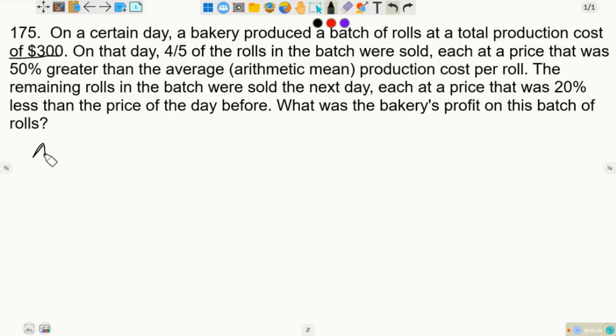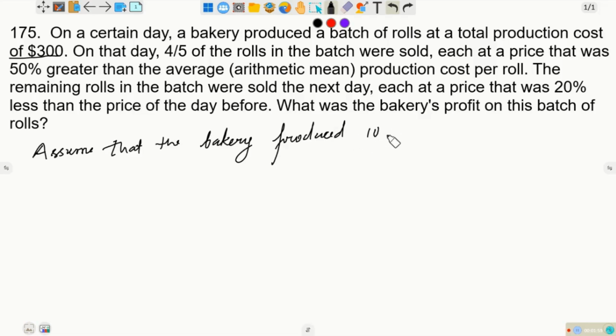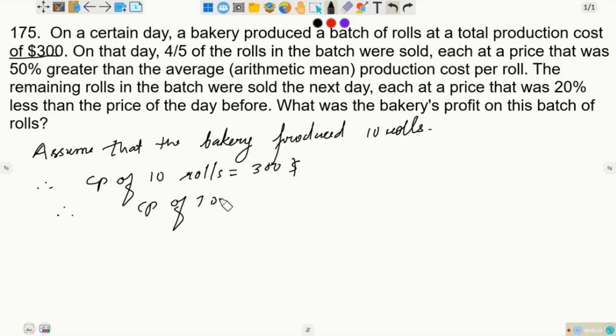So first of all, we are going to assume that the bakery has produced 10 rolls. They have already given that the cost price of the rolls was $300. That's why the cost price of 10 rolls becomes $300, and therefore the cost price of one roll becomes $30.